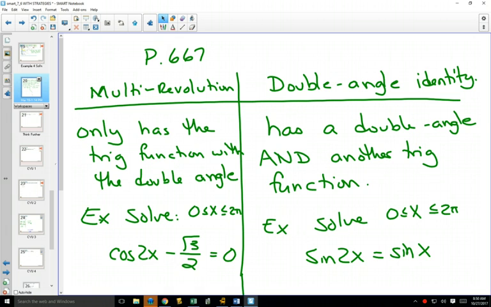So if you want to solve something as a multi-revolution question, and you see a 2 theta inside, like this example here, cos 2x minus root 3 over 2 equals 0. Yes? If the only trig function you have is the double angle, then you can solve it as a multi-revolution question. However, if you have the double angle and another trig function, so in this example I have sine 2x equals sine x, then you're going to have to use your double angle identity to solve it.